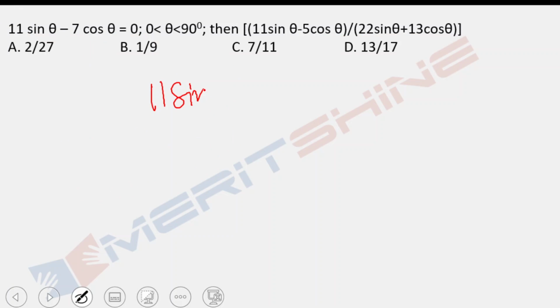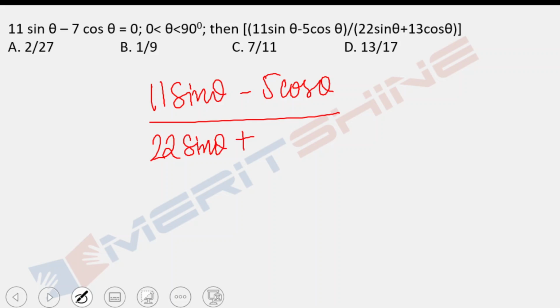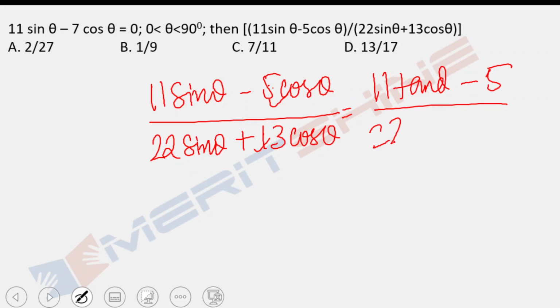11 sin theta minus 5 cos theta divided by 22 sin theta plus 13 cos theta. This is the expression whose value we need to find. Now, since I have tan theta, it makes sense to convert the expression also in terms of tan. How can we do that? By dividing the denominator and numerator by cos theta. So what would we get? We would get 11 tan theta minus 5 divided by 22 tan theta plus 13.